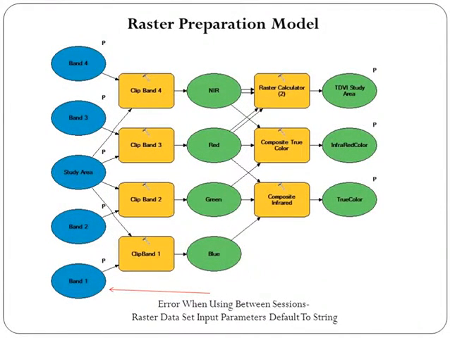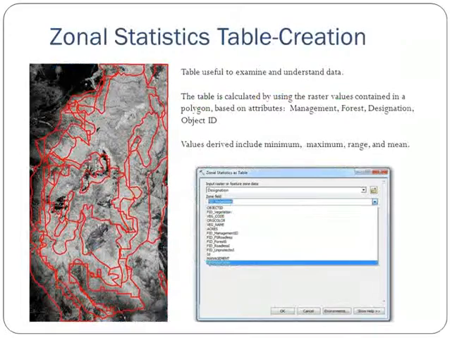I also built a raster model so this can be repeated per study area in New Mexico. I used the NDVI and the vector layer to create a zonal statistics table. This is useful in examining and understanding the data. The table is calculated by using the raster values contained in a polygon based on attribute.